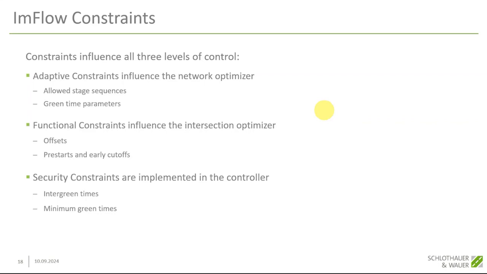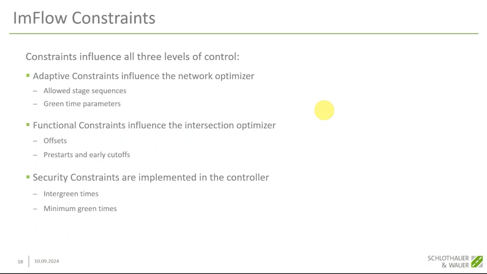And all this is subsumed under the headline constraints, and we have 3 different types of constraints for 3 different levels of control. For the adaptive optimizer, we have adaptive constraints, meaning we allow or disallow or prioritize certain stage sequences, and we also give certain green time parameters, saying, okay, a certain stage needs a minimum green time of X seconds, or a certain movement has a dynamic part of Y seconds, and so on. Then there are functional constraints for the intersection optimizer. This is stuff like pre-starts, early cutoffs.